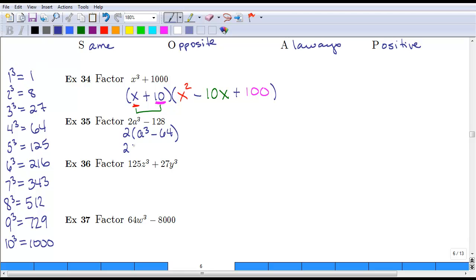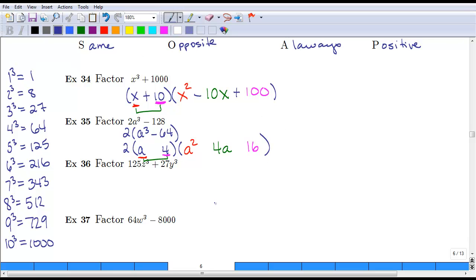So now when we factor, that 2 comes down. Cube root of a cubed is a. Cube root of 64 is 4. For the second set of parentheses, we square the first term, which is a squared. We multiply them together, which is 4a. And then we square the last term, which is 16.